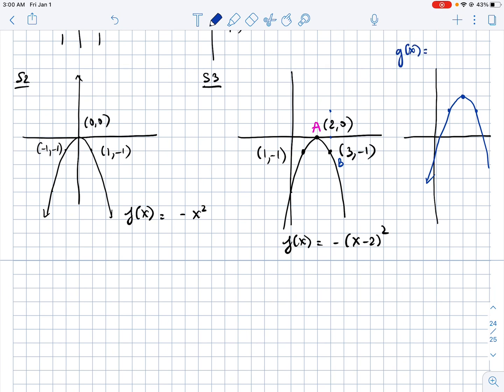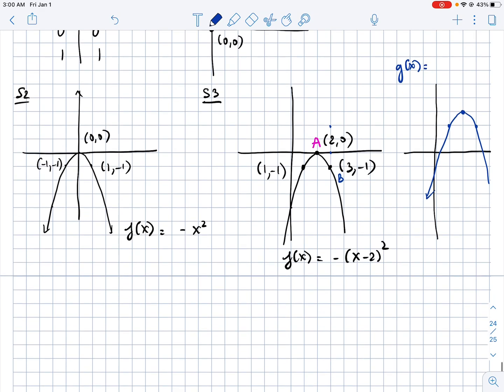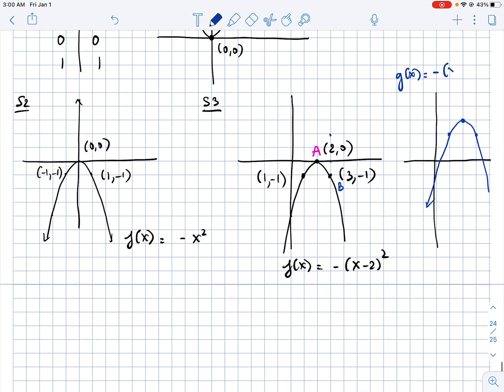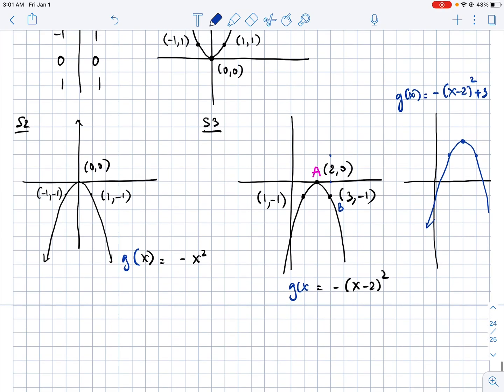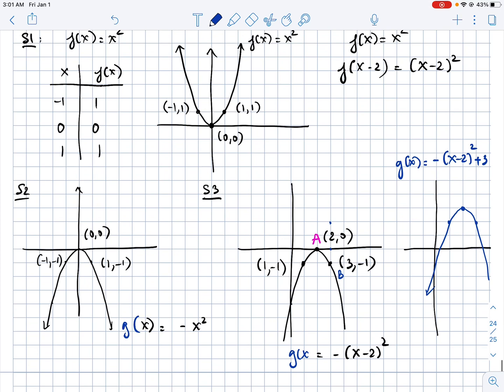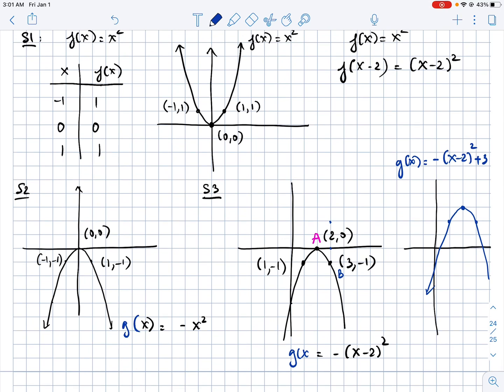And then we fill out the function. This function is the final answer. That is the function g equal negative of x minus 2 squared plus 3. So I need to change this a little bit. This is the function g, okay? This is not the function f. The function f is just x squared. The function g will build up from the function f.